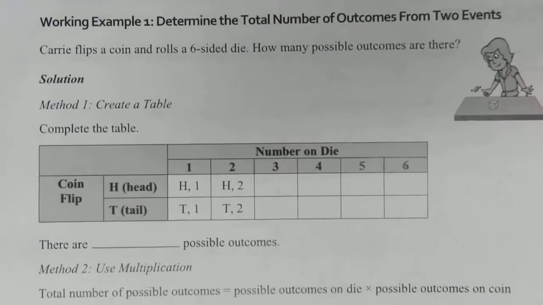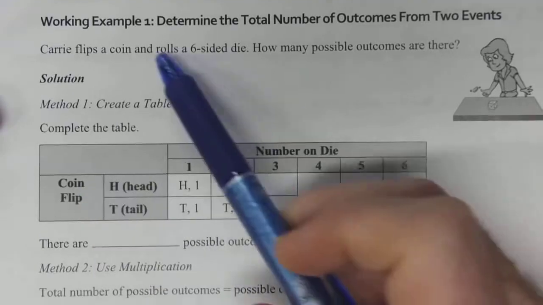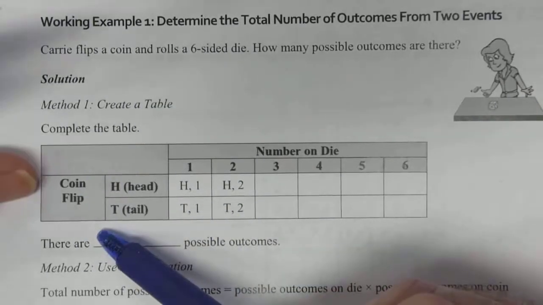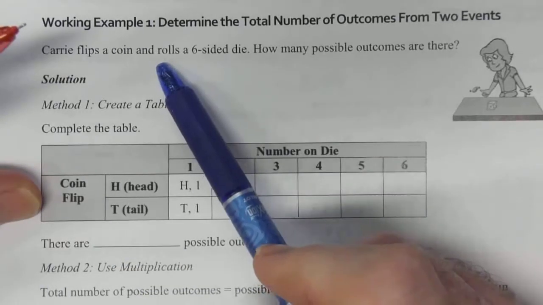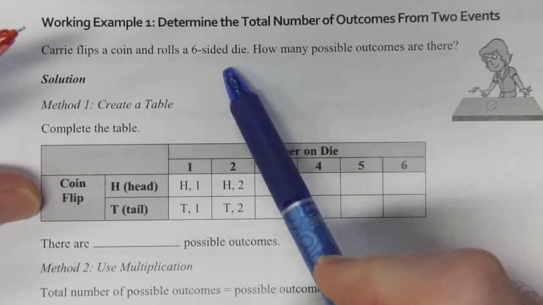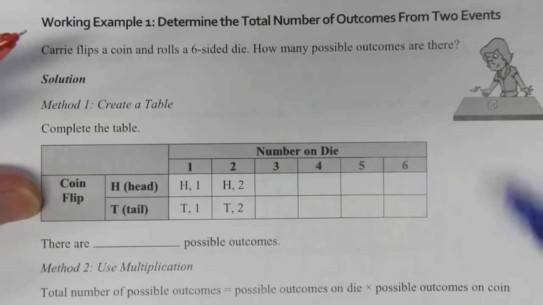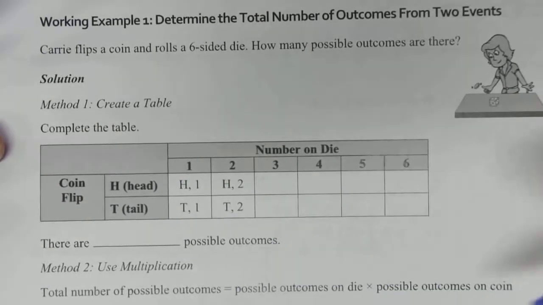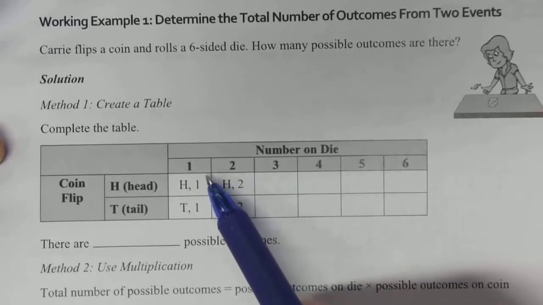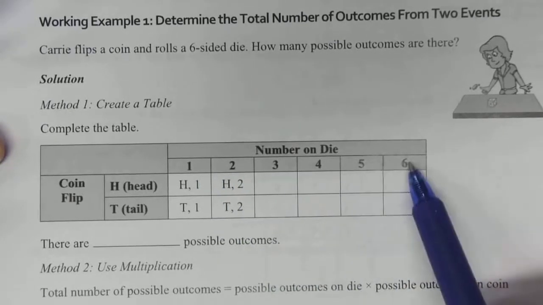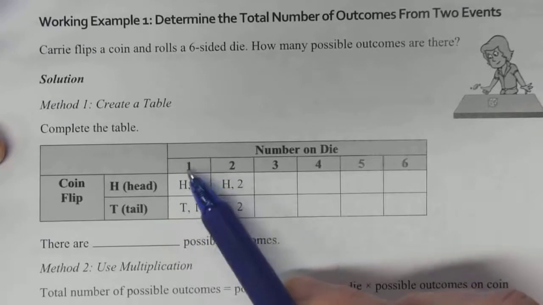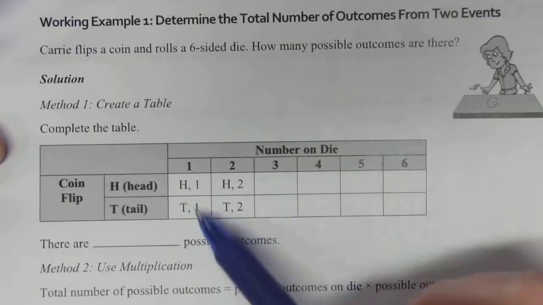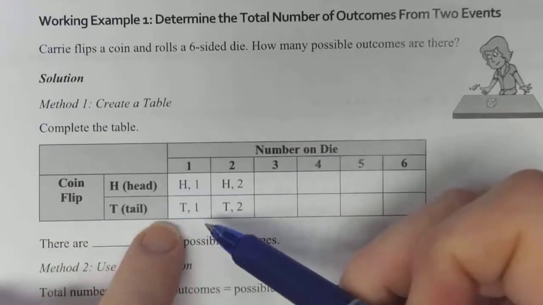Well, if we build a table, we can take the first experiment, which is a coin flip, and put it down the side of the chart. And rolling a 6-sided die, that's the second experiment. That's going to go across the top. So on the coin flip, we have a possibility of heads or tails. And on the die, we've got options of 1, 2, 3, 4, 5, and 6. So those become the headings for your rows and columns. And then you can build the content based on what you see.